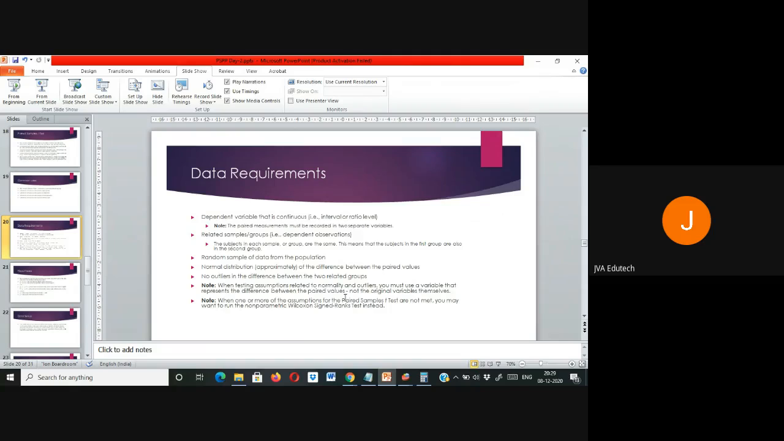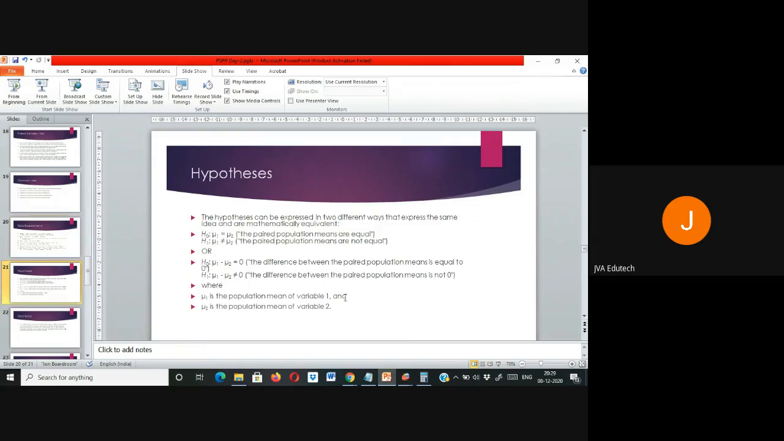Sample is taken randomly. Normal distribution, approximate normal distribution should be taken. No outliers. Here there is no case of homogeneity because both the groups are dependent on each other. They are not independent groups. So there is no test for homogeneity. Only you have to test for normality, and the random sample, there shouldn't be any outliers. If such conditions are not met, then go for the non-parametric equivalent, that is the Wilcoxon test.